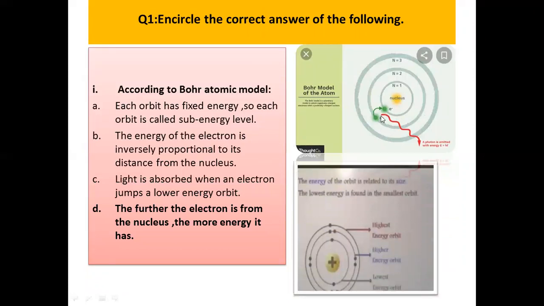Further the electron from the nucleus, the more energy it has. And electron jumps from higher energy level to lower energy level. You can see from shell number 2, when electron jumps into shell number 1, it emits energy, not absorbs energy. And further the electron from the nucleus, you can see the electron which is present in the third shell has highest energy. That shell has highest energy, so the electron will also have highest energy. And the one which is present in shell number 1, which is closest to the nucleus, will have less energy. So the correct option is D option.